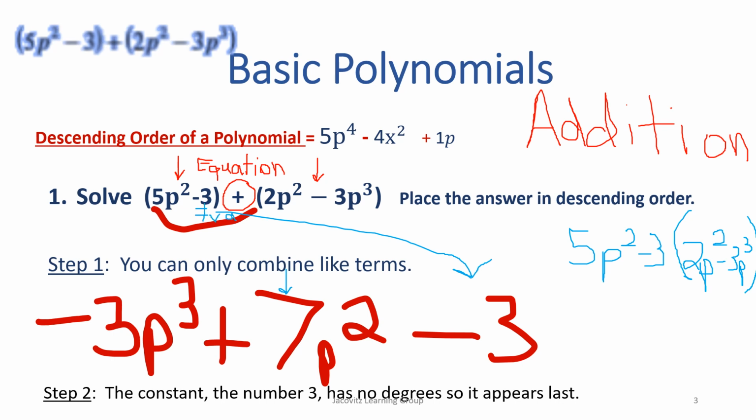Because you can only combine like terms. And what happens with 3p cubed? It's actually negative. So it comes out at the beginning, and this is your equation because it says to place in descending order. Negative 3p cubed plus 7p to the second, and this is positive because of this addition. Then minus 3. So you check it.